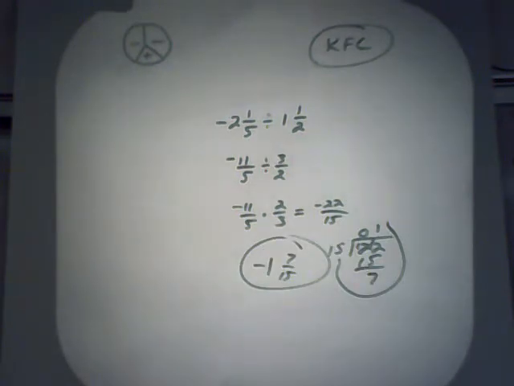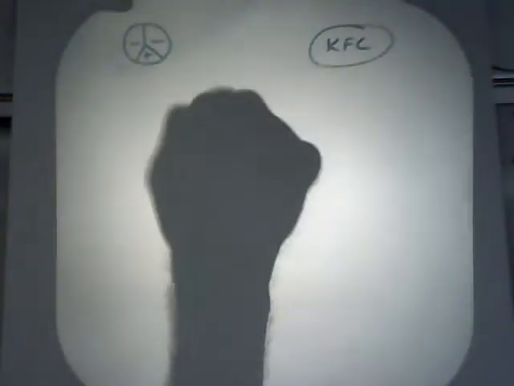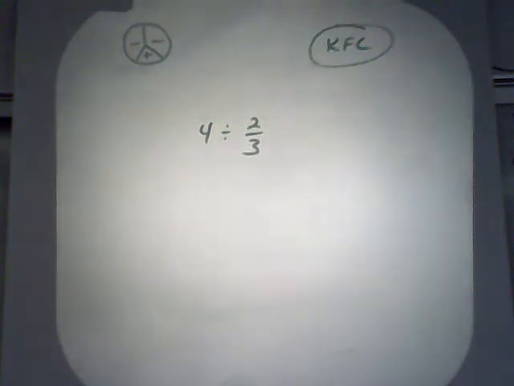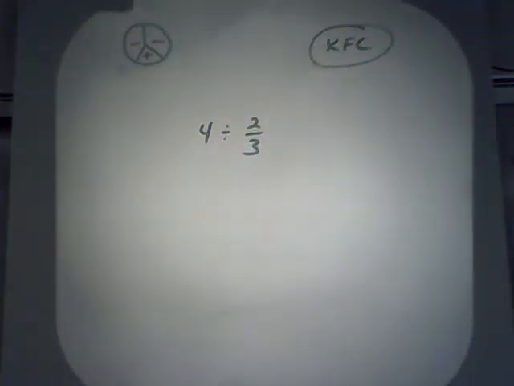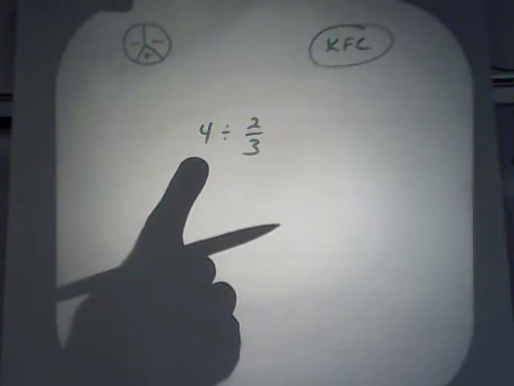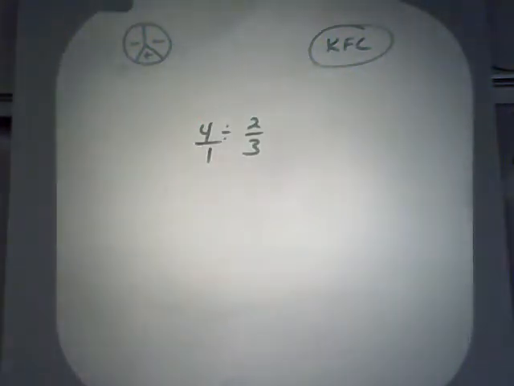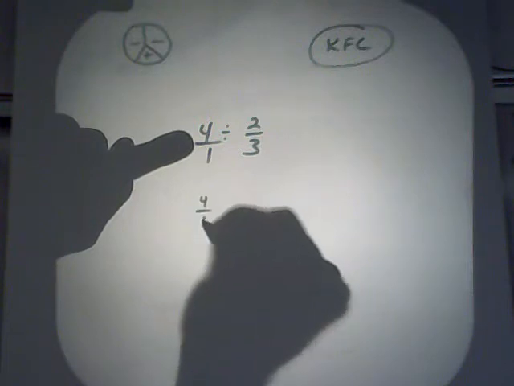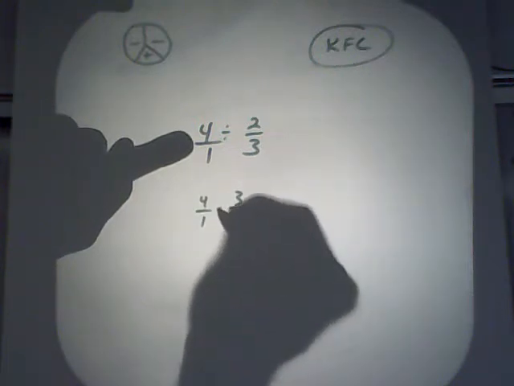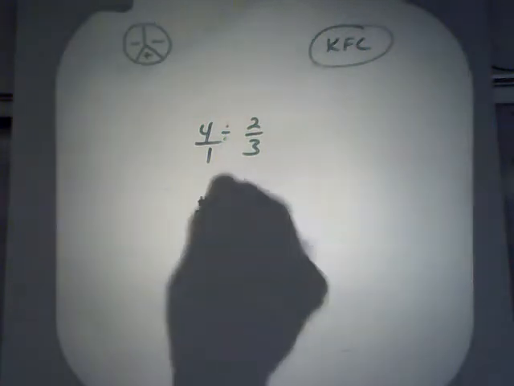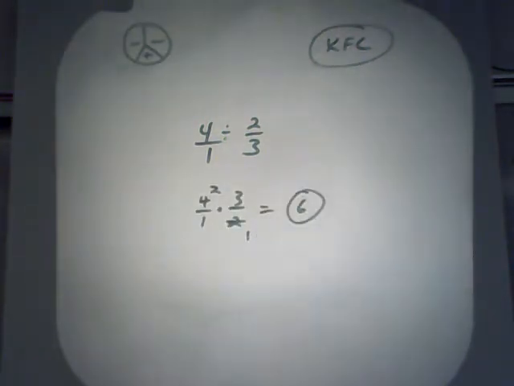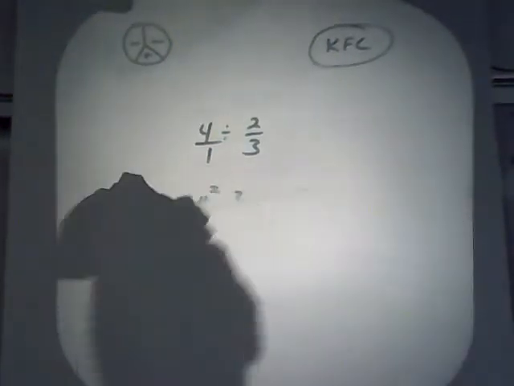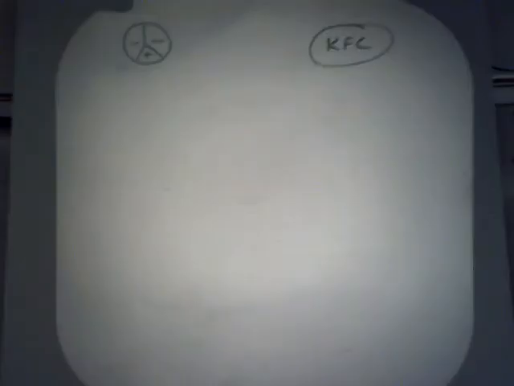Negative 1 and 7/15. Okay, now what if I have one of these, because this always freaks everyone out when they see it. I don't know why. 4 divided by 2/3. I'll keep it nice and easy. I just see a 4. How do I make it a fraction? Okay, just put it over 1 and get over it. Keep, flip, change. Can I do any reducing? Yep. What's the answer? 6. So if you just see a number sitting there, change it to a fraction by putting it over 1.